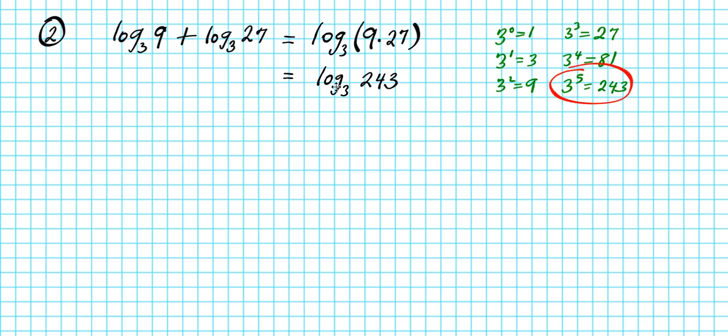So 243 can be written as a power of the base, which is 3. So we can rewrite this as log base 3 of 3 to the fifth power. Now we can use the inverse property of logarithms since the base of the logarithm and the exponent are identical. So they cancel out and we're left with 5 as our final answer.